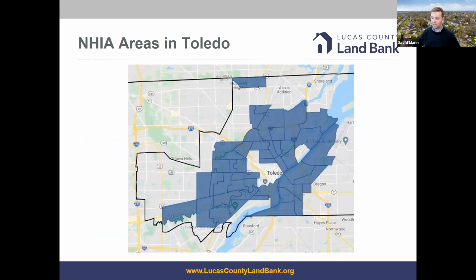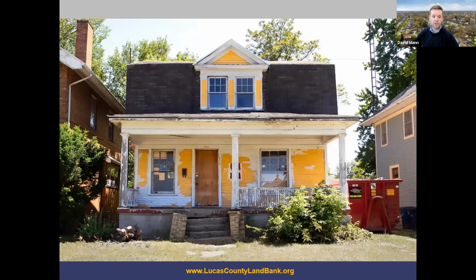And this is a map of Toledo. All of those blue areas are areas of Toledo and Lucas County where NIA projects would be eligible. You can see it's a substantial portion of our community, highlighting both the challenge that we face, but also the opportunity to make a difference. I wanted to zero in just briefly on a property that we renovated this year. Obviously, NIA is not the law, so we didn't have a chance to use it, but I think this example helps to illustrate, in addition to the ones that Carey just talked about, how this might actually work.